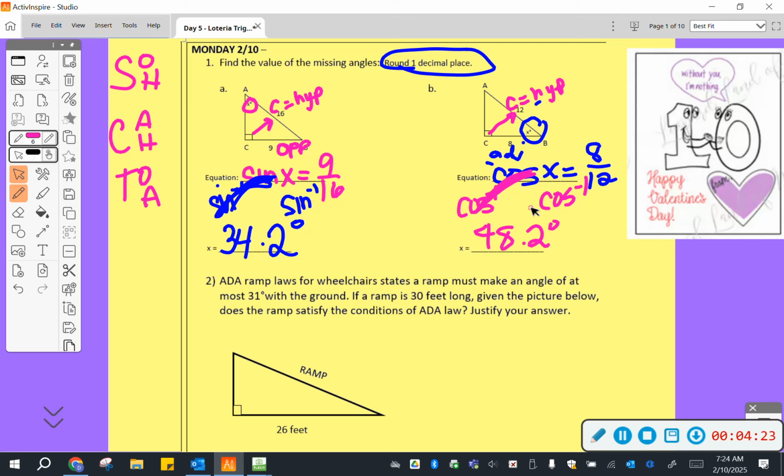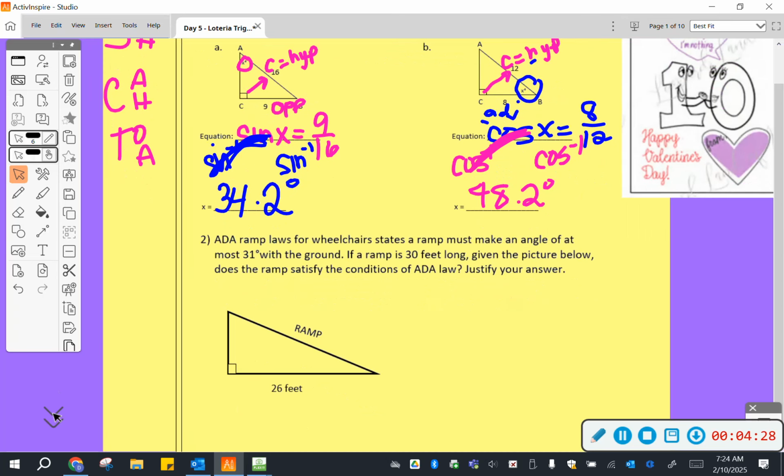The next situation is actually real and true. It says, the ADA, that's the American Disability Association, ramp laws for wheelchairs state a ramp must make an angle of at most 31 degrees with the ground. So do you agree it makes sense that if there are people in wheelchairs, they need the ramp to be a certain degree or lower, or else their wheelchair will not roll up the ramp, right? It'll roll right back down. So the actual law states the angle has to be 31 degrees at most, which means 31 or less.